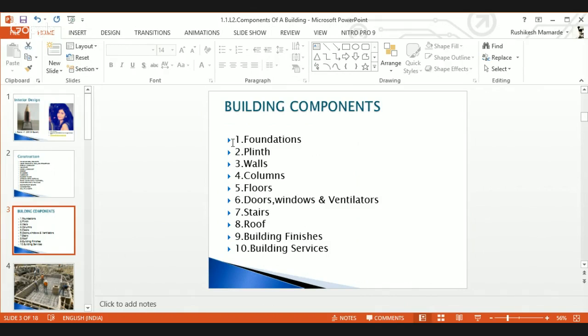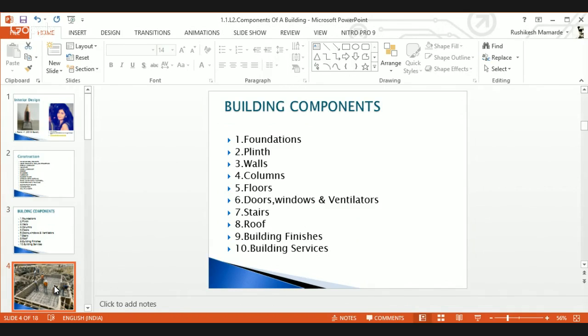So I listed some components here. Those are, first is foundation, then plinth, then walls, columns, floors, doors, windows and ventilators, stairs, roof, building finishes, building services. These are the basic components of a building. So I will be discussing all the things in detail now.